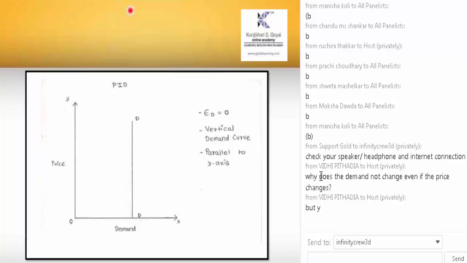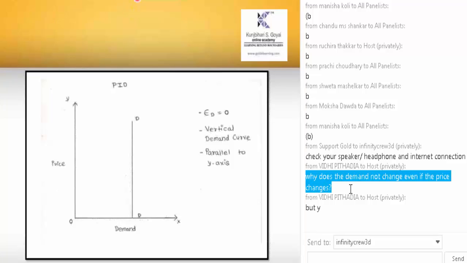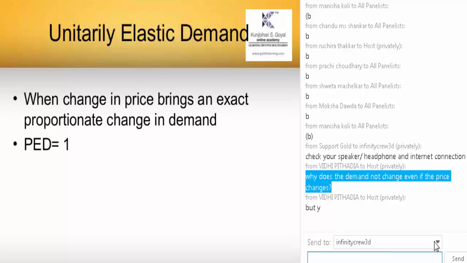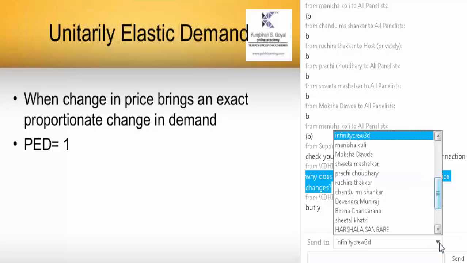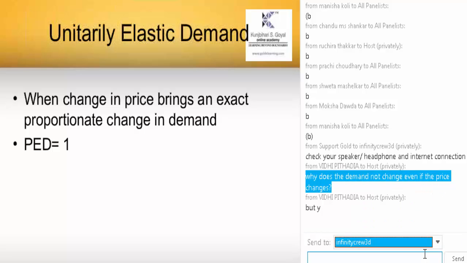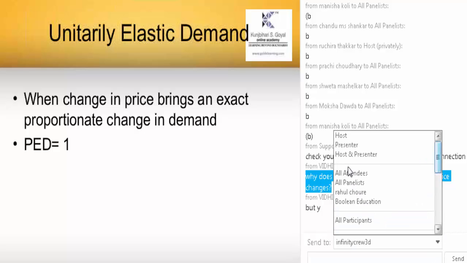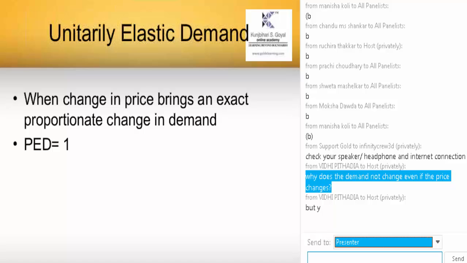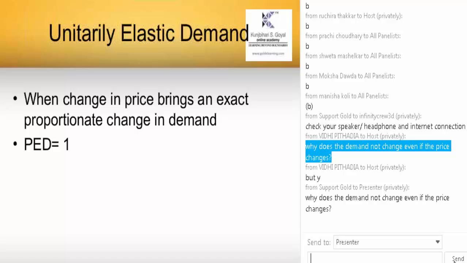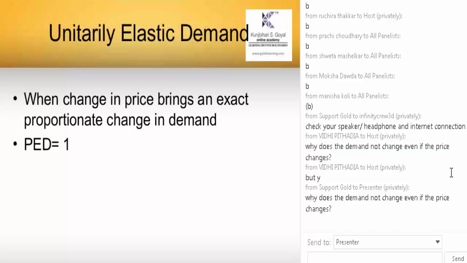Now, where will be the reality? Let's see the next slide. Yes. This is unitarily elastic demand. This can also be called unitary elastic demand, with or without the "ly", it's the same. Right? So when change in price brings an exact proportionate change in demand, that is known as unitarily elastic demand.